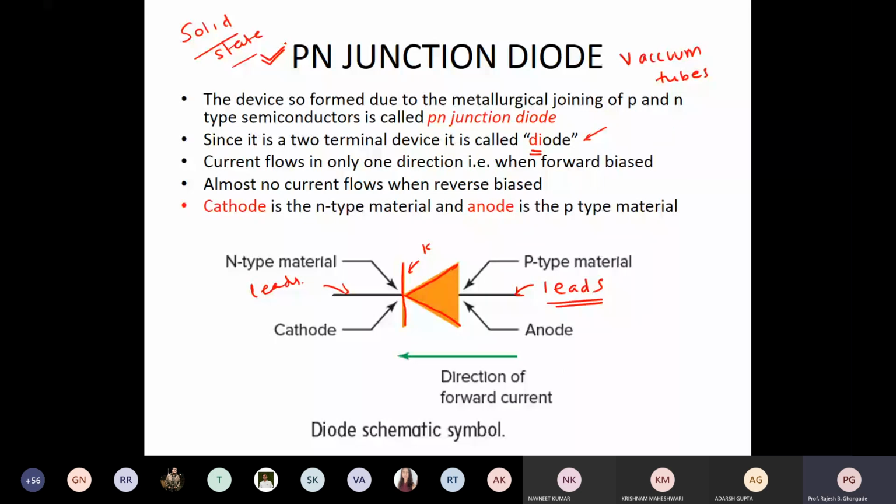All right, so we have the anode, we have the cathode. This is the schematic symbol. Always draw the schematic symbols properly. Let us have a look at the VI characteristics of the diode.